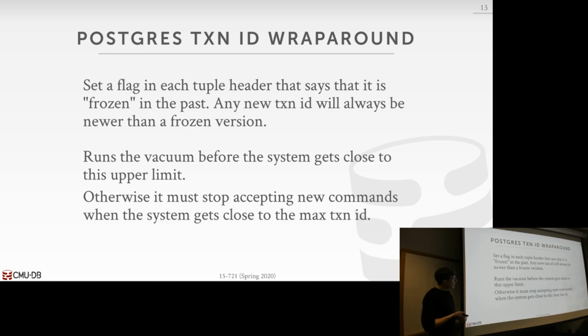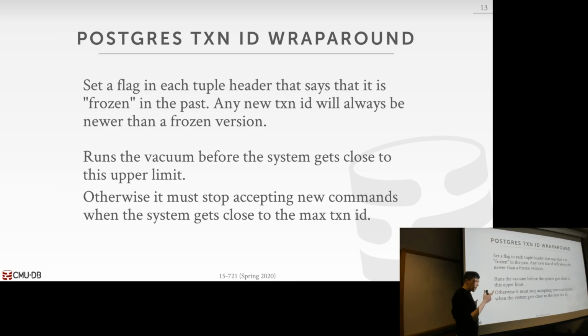So what they're going to do is add an additional bit in the header of every single tuple. Usually for tuple headers, they always pad it out to add some extra bit space. So if in the future you decide, oh, we need to keep track of some additional information about each tuple, we just add an extra bit in there. We have space for it. So they're going to add an extra bit that says that a particular version or tuple is considered frozen.